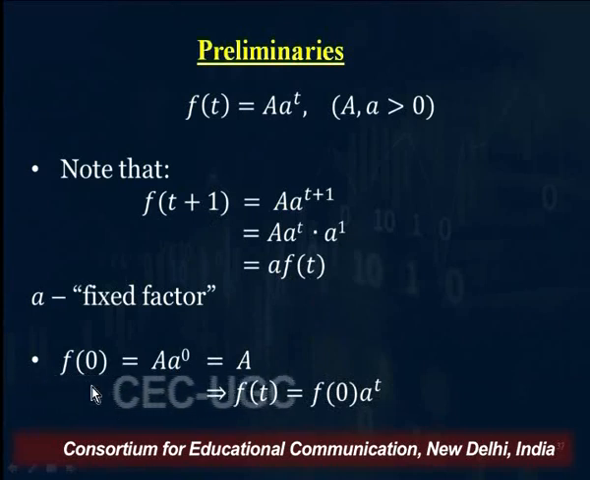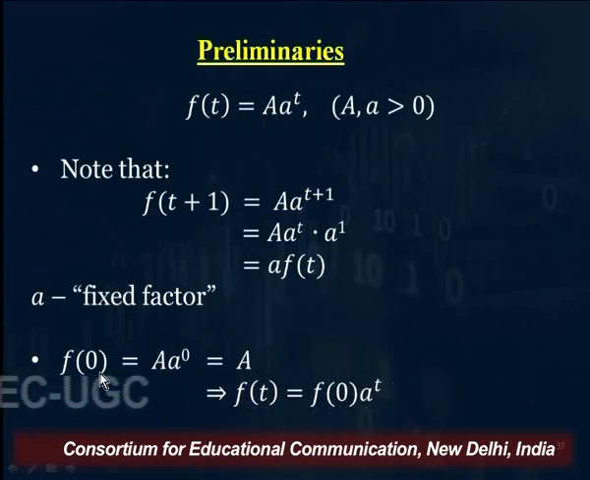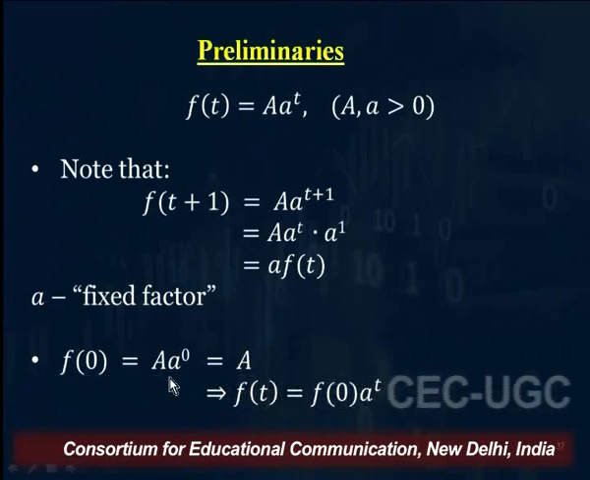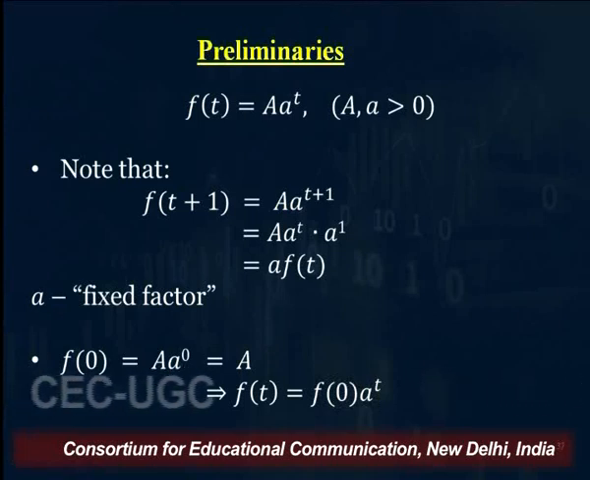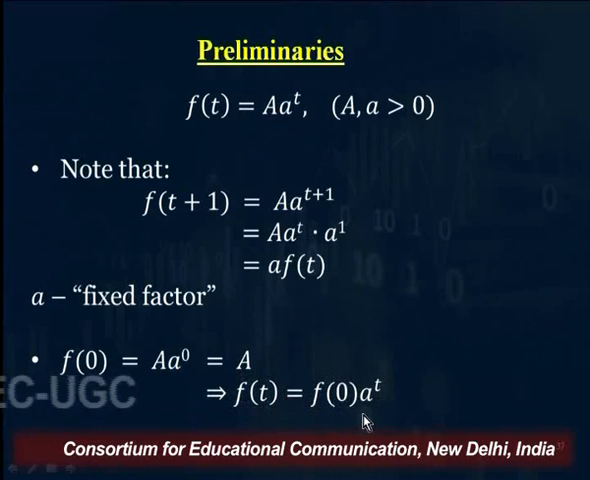Now, another thing you can notice here is that we can give an interpretation to this capital A. If I look at the value of the function at time period 0, that is nothing but capital A times small a to the power 0, because t has to be 0 here, and that is nothing but A times 1, or A. So capital A is nothing but the value of the function at time period 0. That is also known as the initial value, and that implies that I can write the function f of t as f of 0, which is the initial value, or capital A, times small a to the power t.